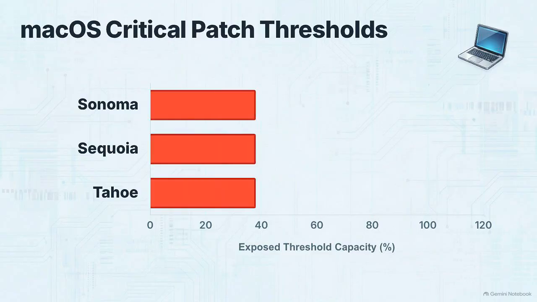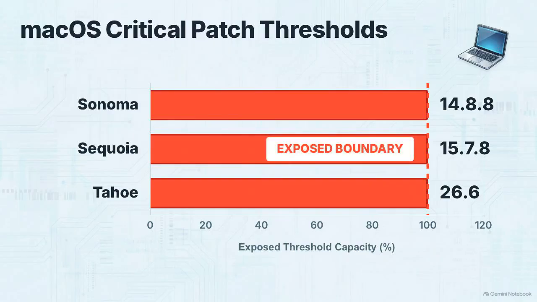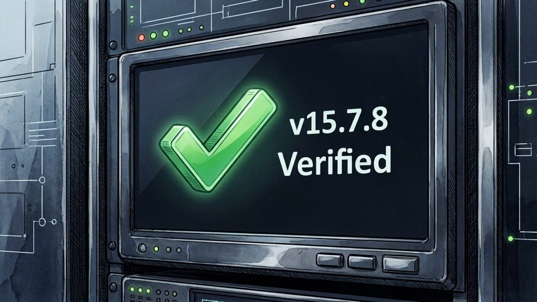This chart shows the exposed macOS tracks. The vulnerable versions include Sonoma prior to 14.8.8, Sequoia prior to 15.7.8, and Tahoe prior to 26.6. Enterprise fleets running macOS must run an audit to verify they have crossed these exact point release thresholds.